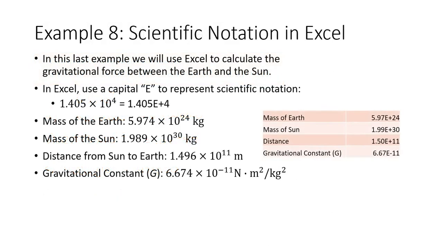Finally, it's important to recognize scientific notation in Excel. So I'm going to pull Excel up here in just a minute and show you how to do a calculation. Recognize that the capital E in Excel is taking the place of the times 10. So it's telling you that it's times 10 to that power. So if we had the mass of the Earth written in scientific notation in Excel, it would be E to the positive 24, the mass of the Sun, the distance between the two, and the gravitational constant. So I'm going to switch to Excel and just show you how to multiply and divide these values.